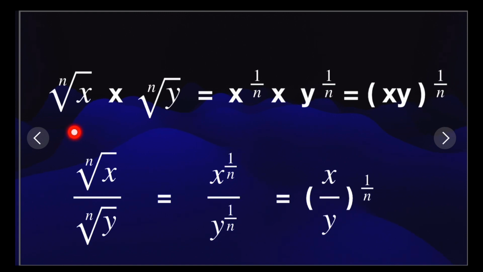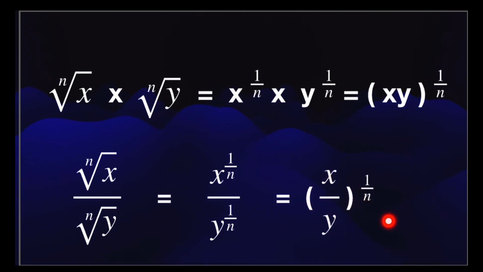So here is another expression, nth root of x multiplied by nth root of y. Here we can convert it into a fractional index like this, x raised to 1 upon n, y raised to 1 upon n. Here we can multiply both, and we can rewrite like this, xy raised to 1 upon n. Okay. Similarly for division also, nth root of x divided by nth root of y is equal to x raised to 1 upon n, y raised to 1 upon n. You can rewrite it as x upon y raised to 1 upon n.